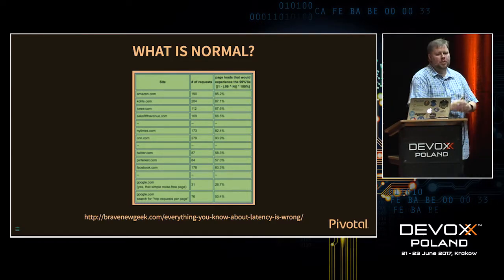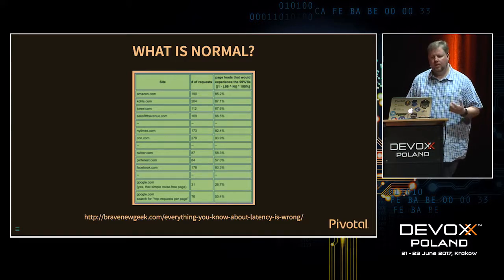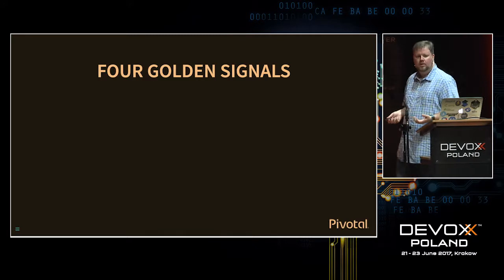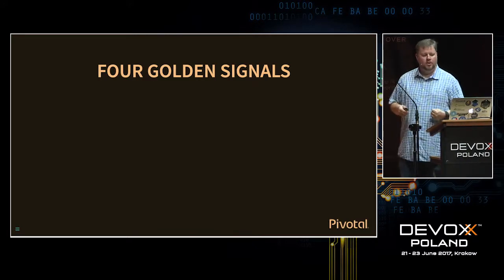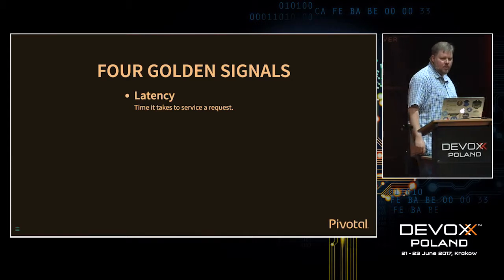So we need to measure a bunch of things. Maybe we're not used to measuring things. How do we get started? Google talks about 4 golden signals, that if you don't know where to start, here's a good place to go. And we've already talked about one of them, latency.